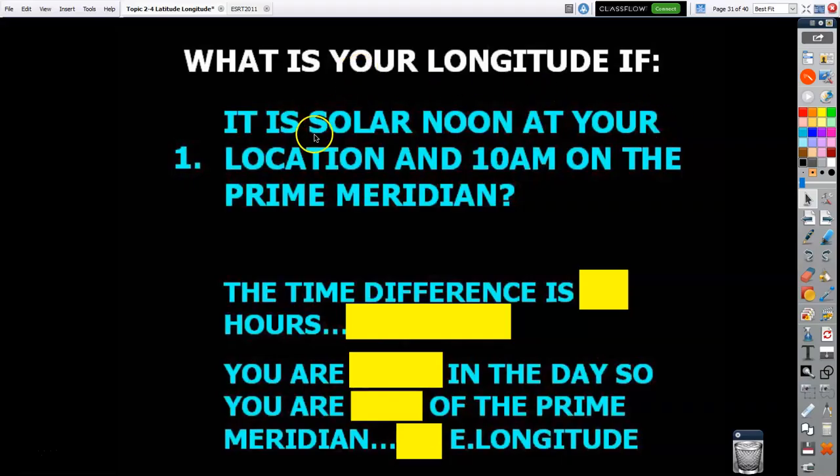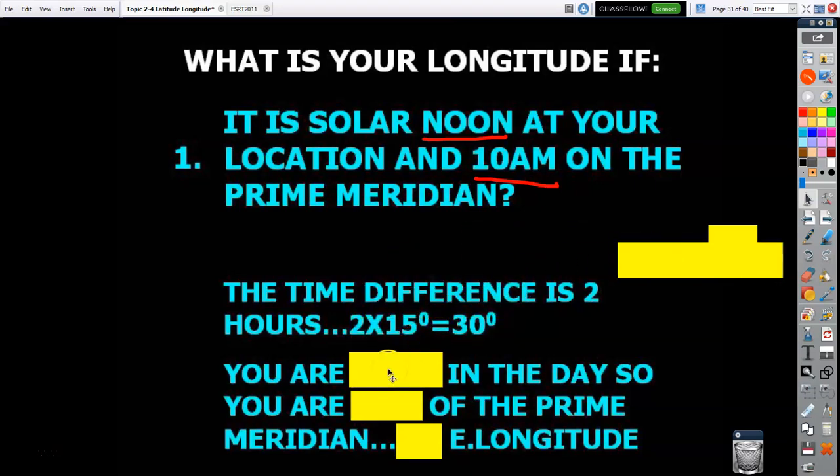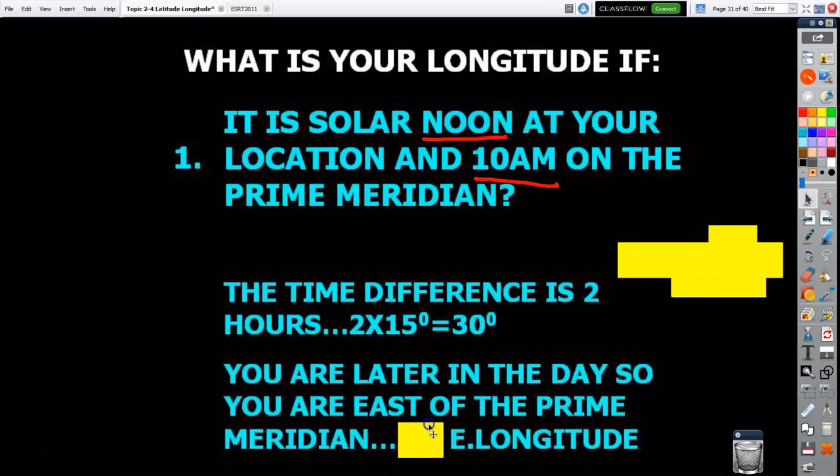It says, what is your longitude if it's noon at your location, 10 a.m. at the prime meridian? So again, the first step is find the hours. Well, between noon and 10 a.m., that's 2 hours. You then multiply. 2 times 15 is 30. That means you are 30 degrees. Now, let's see. You're noon, and the prime meridian's 10 a.m. So you are actually what? Later in the day, right? Noon is later than 10 a.m. So you're later in the day. That means you are to the east. Later's east. And therefore, you are at 30 degrees east longitude.